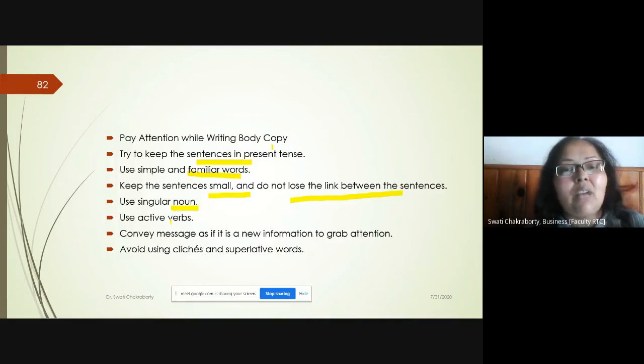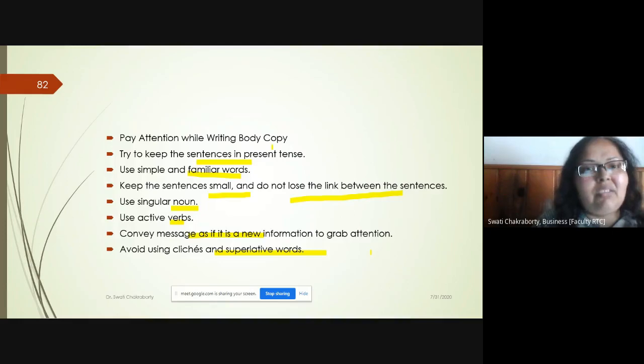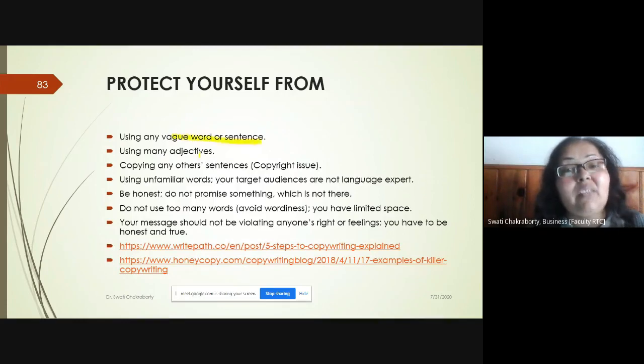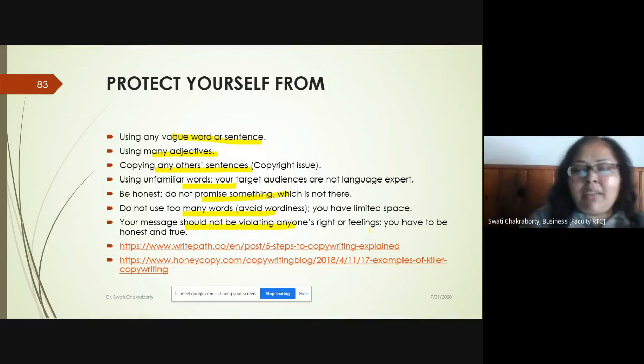Use singular nouns and active verbs, and convey the message as new information so that it grabs the attention of your consumers. Avoid using clichés and superlative words that confuse people. Protect yourself from any vague word or sentence when you design it. Avoid using many adjectives, copying any other sentences, which brings up a copyright issue, and using unfamiliar words, because your audience are not language experts. Be honest, do not promise something which is not there. Do not use too many words, because you have limited space. Your message should not violate anyone's feelings or rights. You have to be honest and truthful.